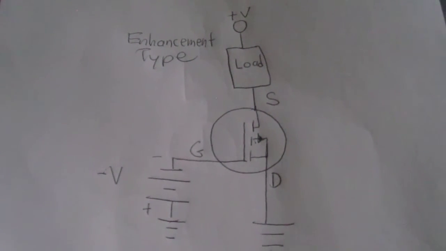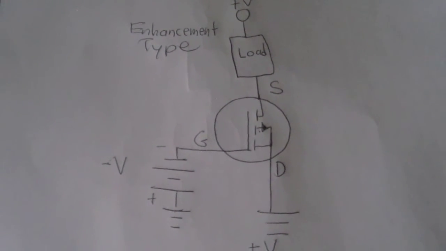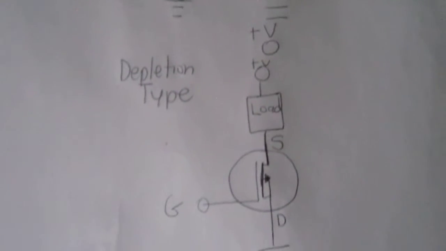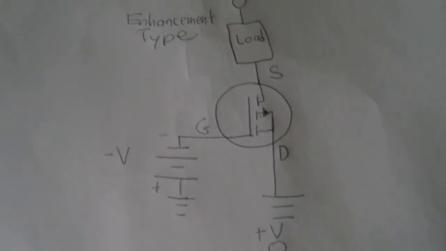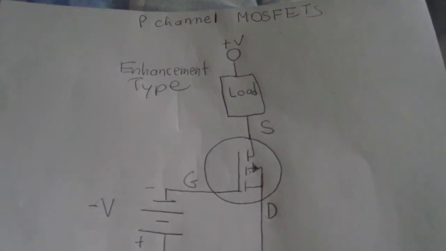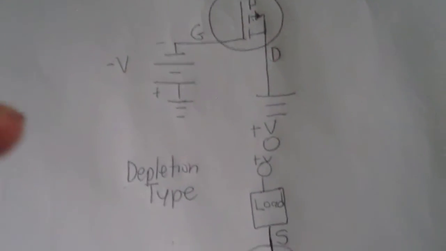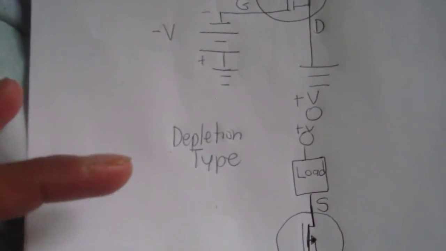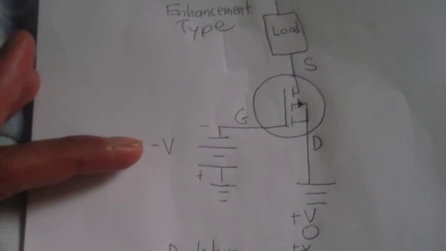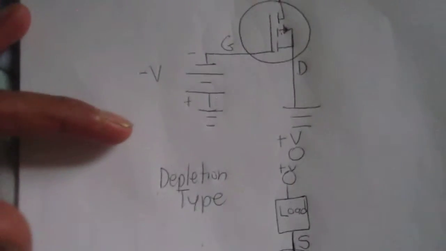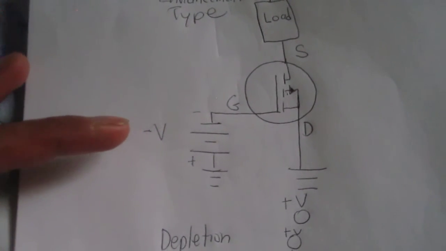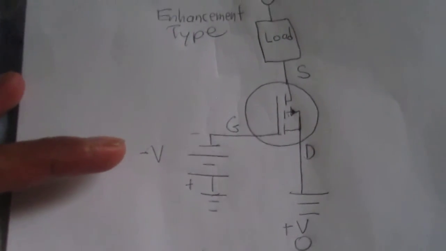In this video, I'm going to go over the difference between enhancement type transistors and depletion type transistors. And in this circuit, I'm going to use P-channel MOSFETs as an example, but it applies to all enhancement type transistors and all depletion type transistors. So the difference between enhancement type transistors and depletion type transistors is how the transistor operates.